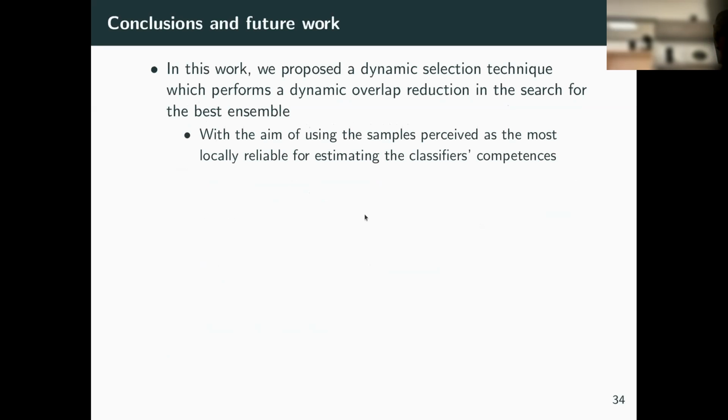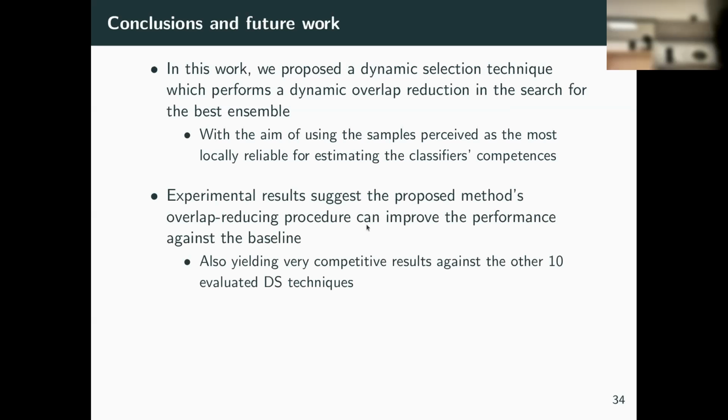So to sum up, we proposed a dynamic selection technique that performs a dynamic overlap reduction for selecting a good classifier. To do so, we characterize the samples and remove the ones that are perceived to be less reliable locally to estimate the classifier's competencies.